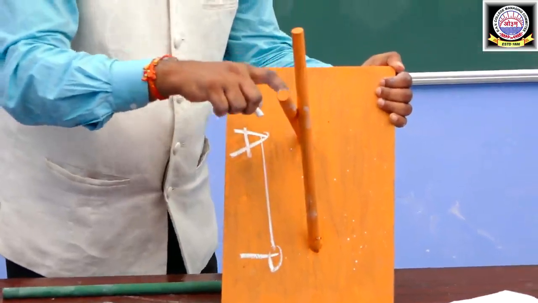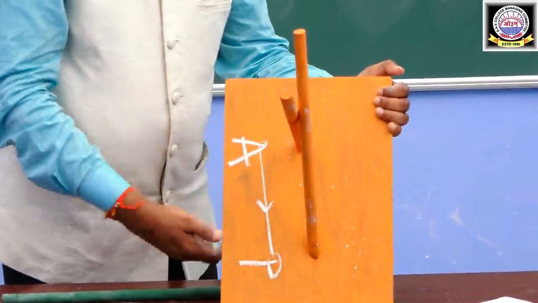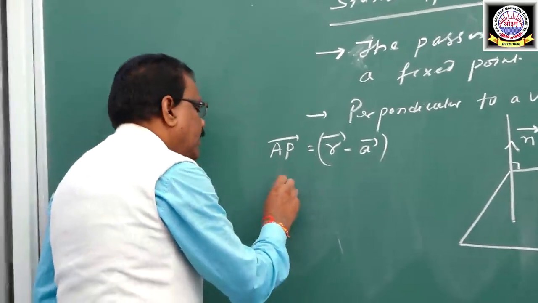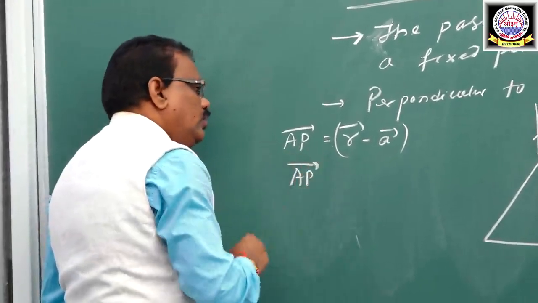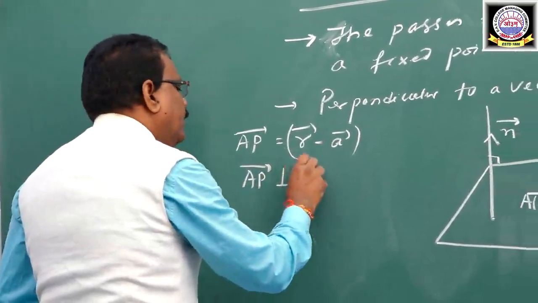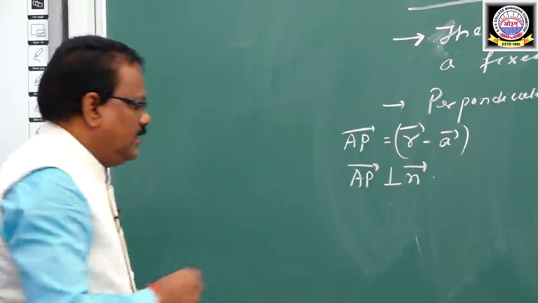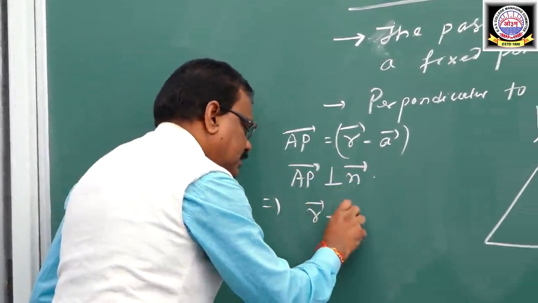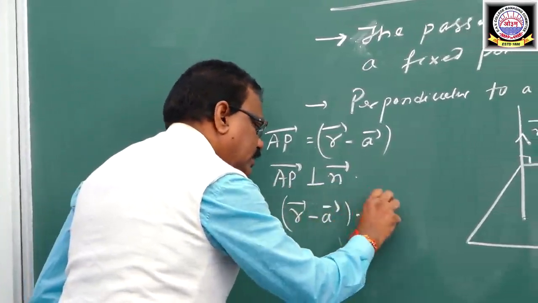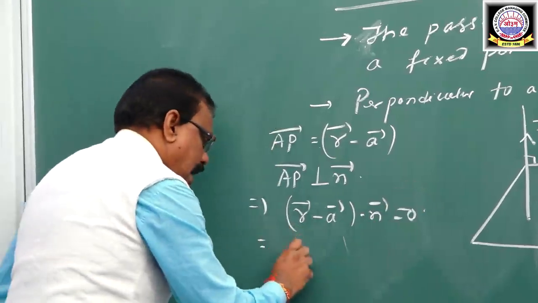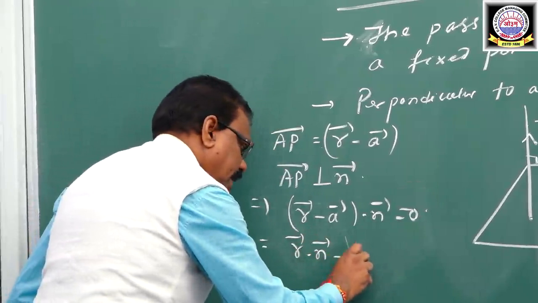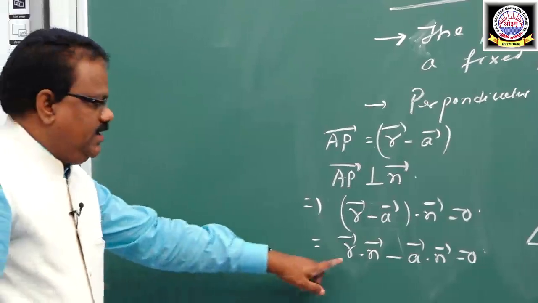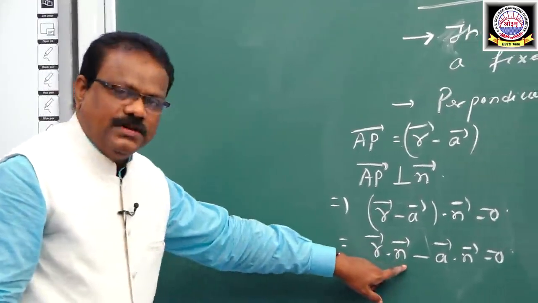So, what is the relation between the n vector and AP vector? AP vector is perpendicular to the n vector. So, undoubtedly the AP vector, which is on the plane, is definitely perpendicular to the n vector. So, that implies the dot product of both: r vector minus a vector, dot n vector, is equal to 0. So, r vector dot n vector minus a vector dot n vector is equal to 0. And students, see, r dot n is a scalar product.